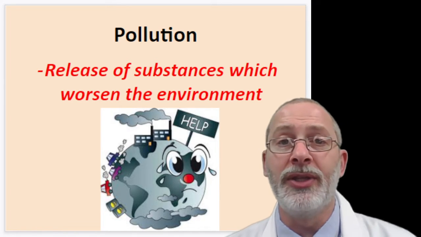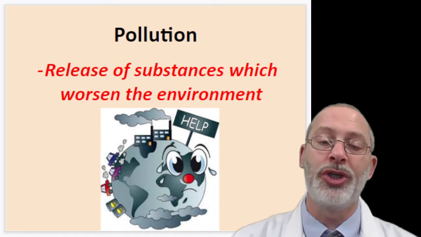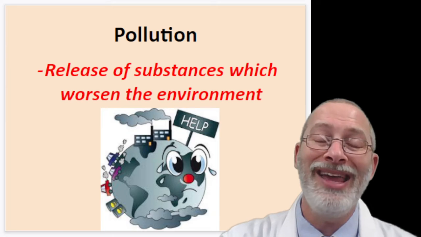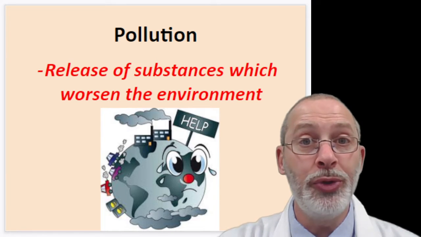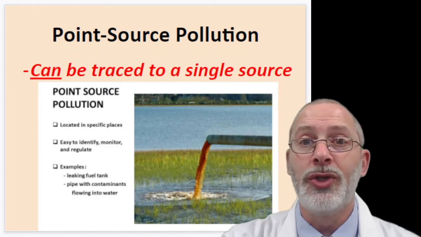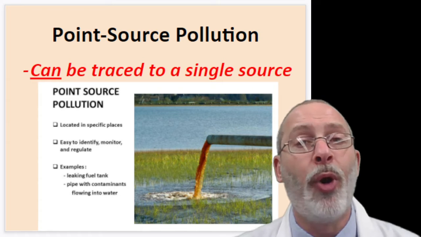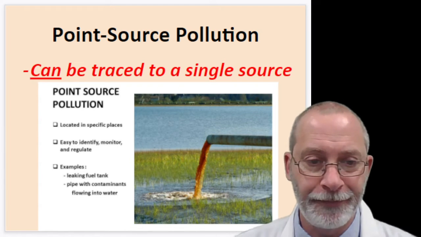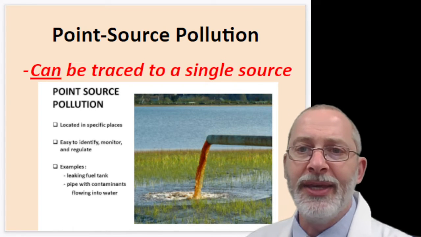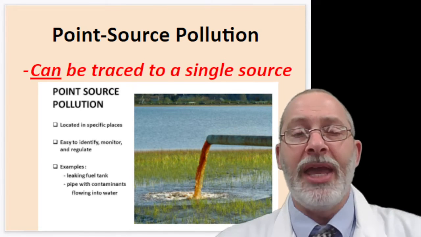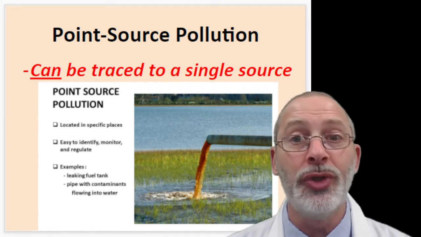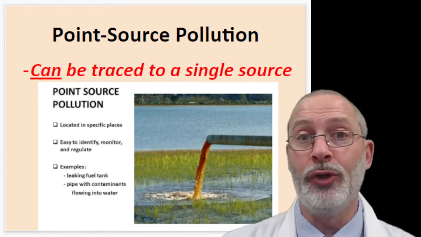So before we get into the actual sources of pollution, let's talk about a couple of words that tie into how the pollution is actually introduced into the environment. So we'll begin with what's called point source pollution. Point source pollution is a source of pollution that can be traced to a single source, a single point, you might say.